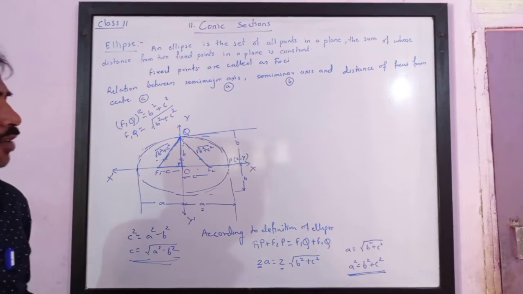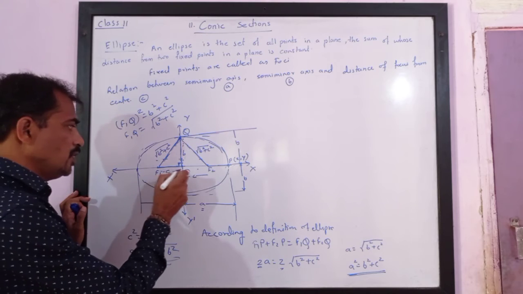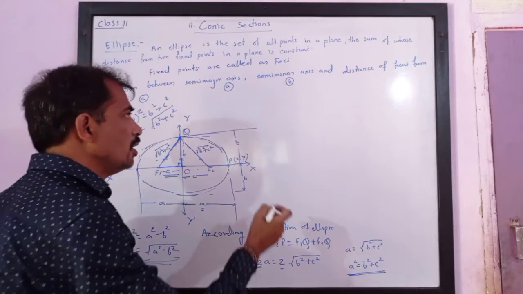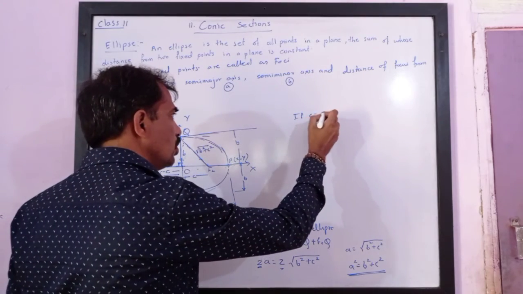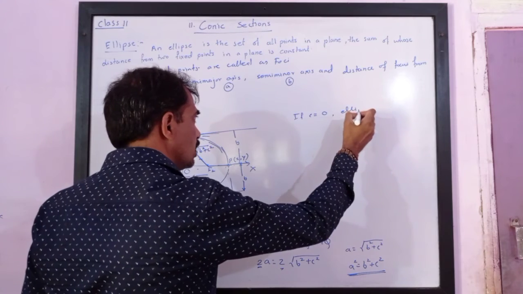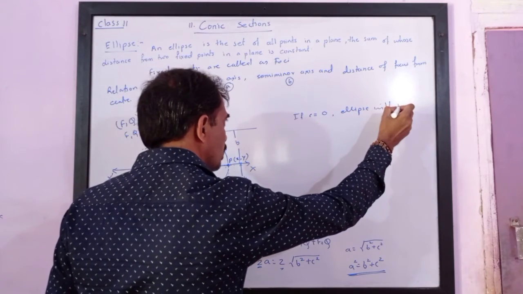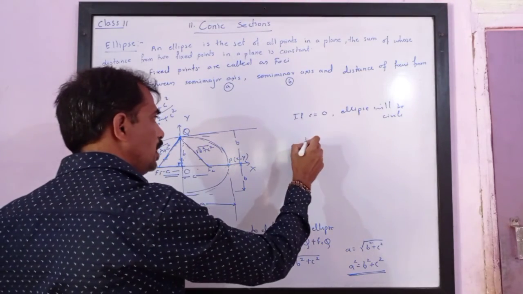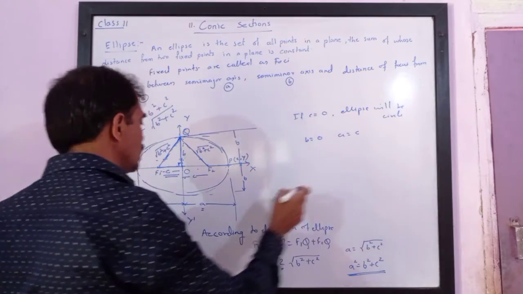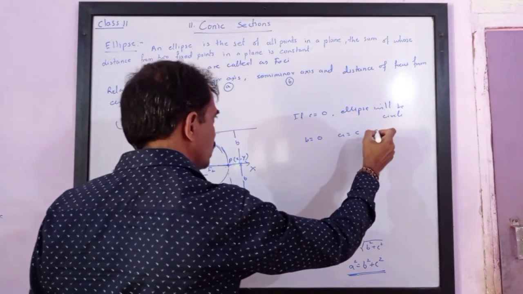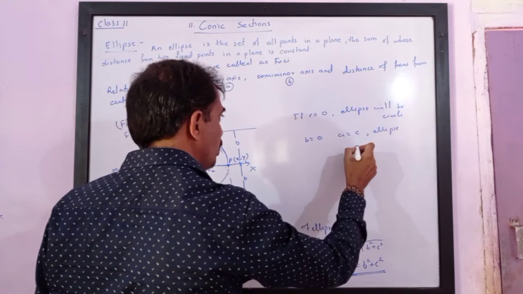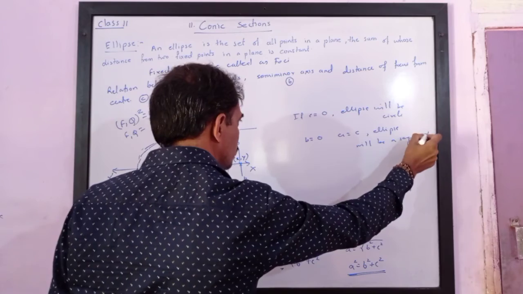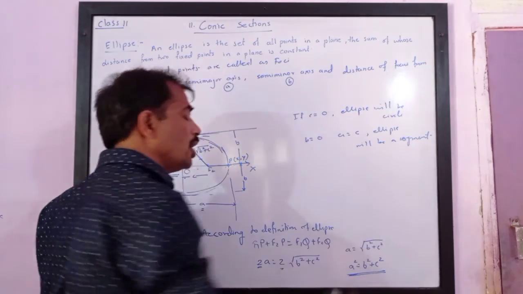Dear friends, please note that if C is 0, then both the foci will coincide with each other. In this case, it will be a circle. So if C is equal to 0, the ellipse will become a circle. And if B is 0, and A is equal to C, then we will get a segment. The ellipse will be a segment with midpoint at origin.